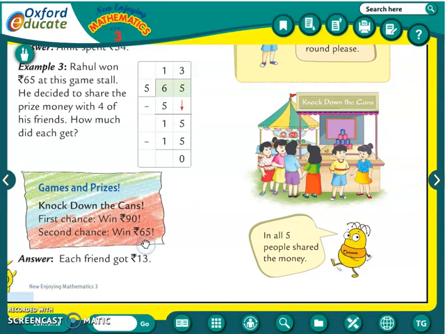So addition, subtraction, multiplication and division, how to do everything, all of you know that. And whenever the numbers are money, we have to put the sign of rupees before the number. Now we will see the next page.